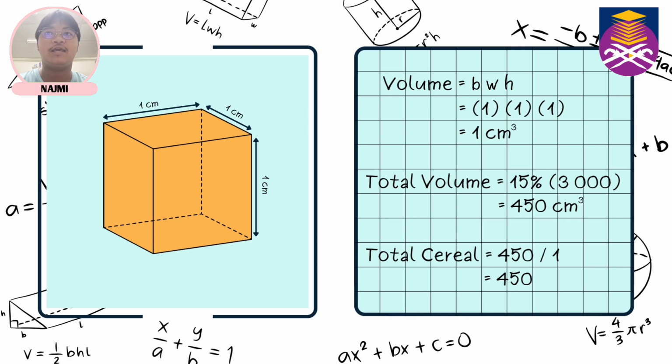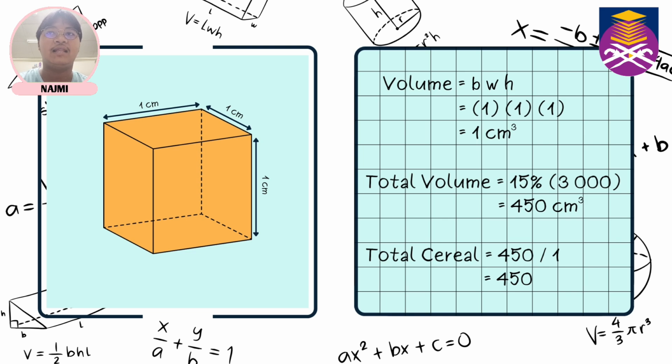Furthermore, for the cube shape of the cereal, we can use the formula base times width times height. The answer we get if the base, width, and height are 1 cm is 1 cm³. If we use 15% of the box volume, we can get a total of 450 pieces of cube-shaped cereal.